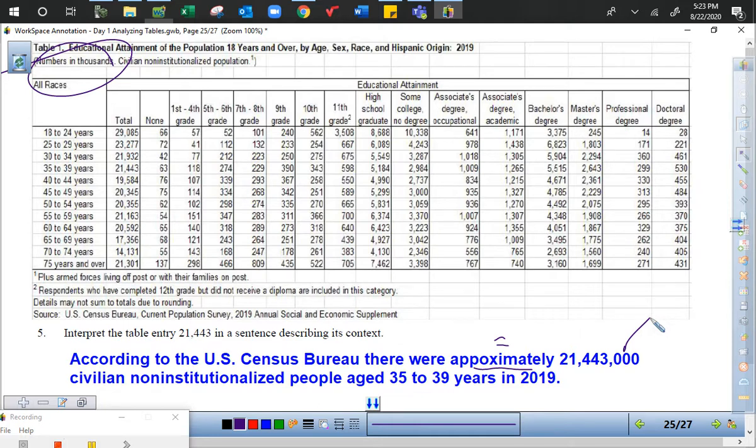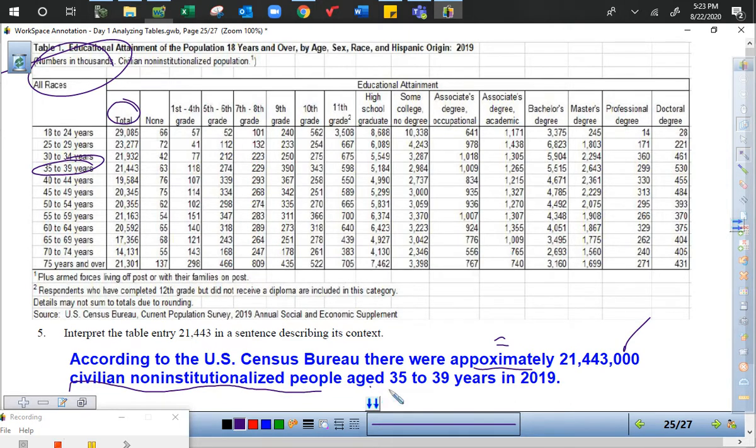We've got the who, they're civilian, non-institutionalized people. And then we talked about those intersections, okay? Well, here, we're talking about the total, and we're talking about the 35 to 39-year-olds. Well, we don't need to say total people. You can just say people. If you want to add total, you can, but it's kind of already included there.